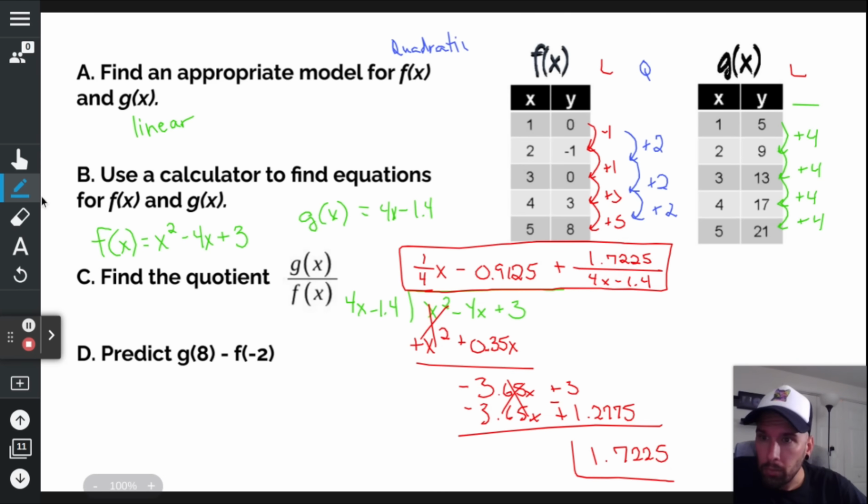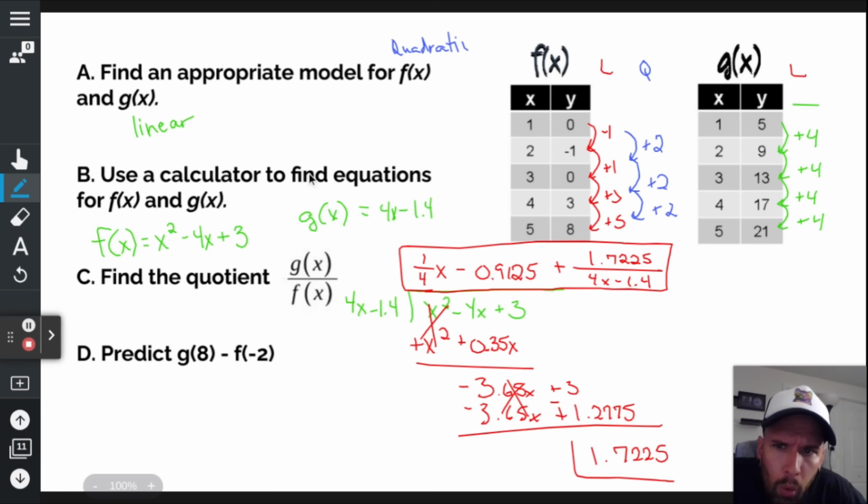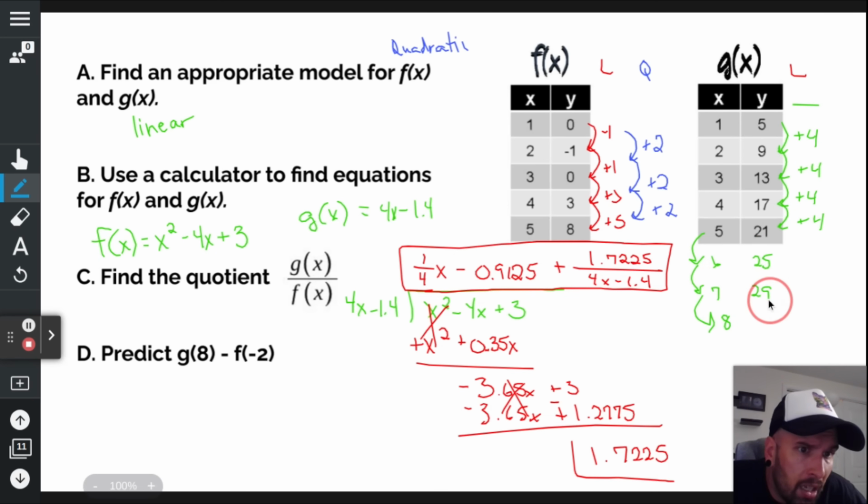Now, what I need to do is find out what g of 8 is. Okay, well, this guy is linear. I also have a calculator. I also have these equations, and I might use that, but I don't think I really want to. In fact, I know I don't want to. G of 8, if you are 6, 7, 8, all I'm doing is adding 4 every time. So you become 25, you become 29, and g of 8 is 33.